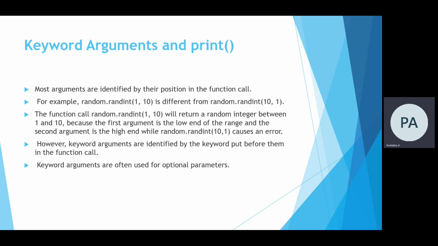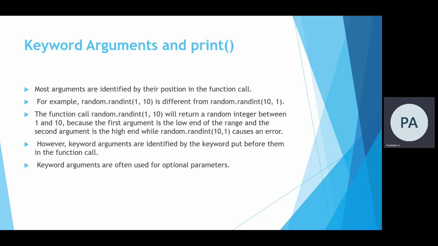Keyword arguments and the print function. Most arguments are identified by their position in the function call. For example, random.randint(1, 10) is different from random.randint(10, 1). The function call random.randint(1, 10) will return a random integer between 1 and 10 because the first argument is the low end of the range and the second argument is the high end, while random.randint(10, 1) causes an error.